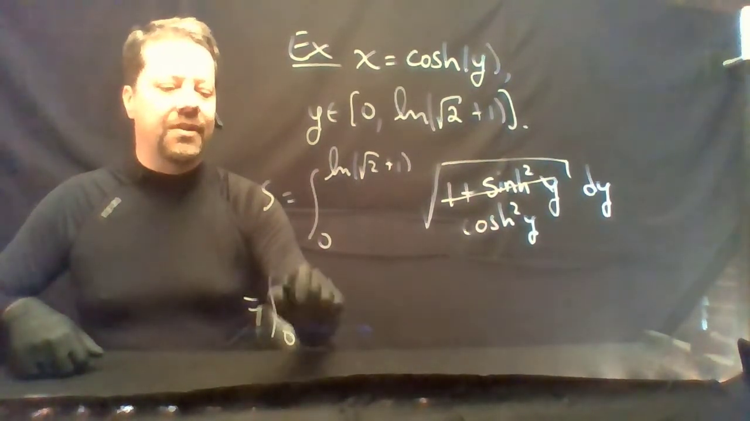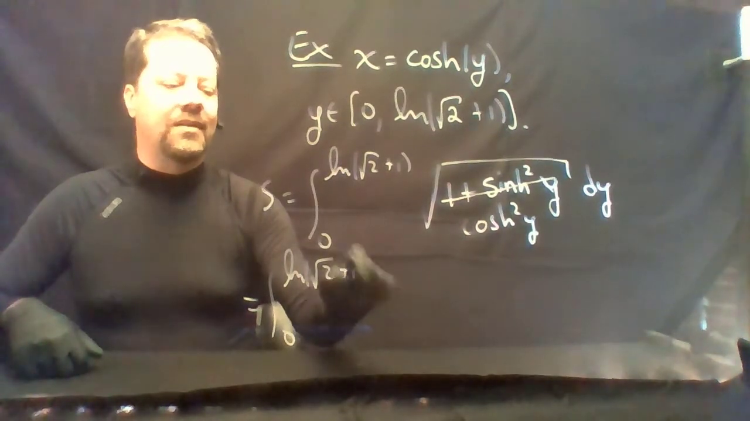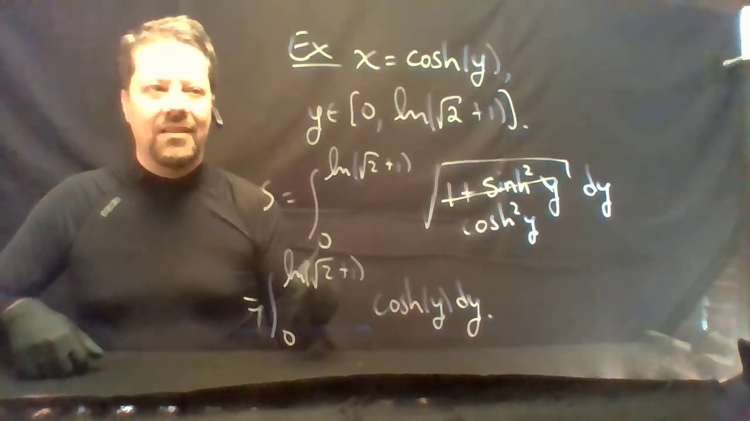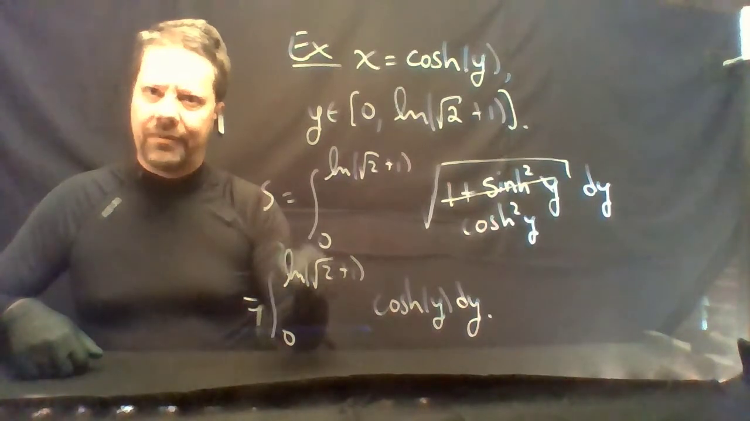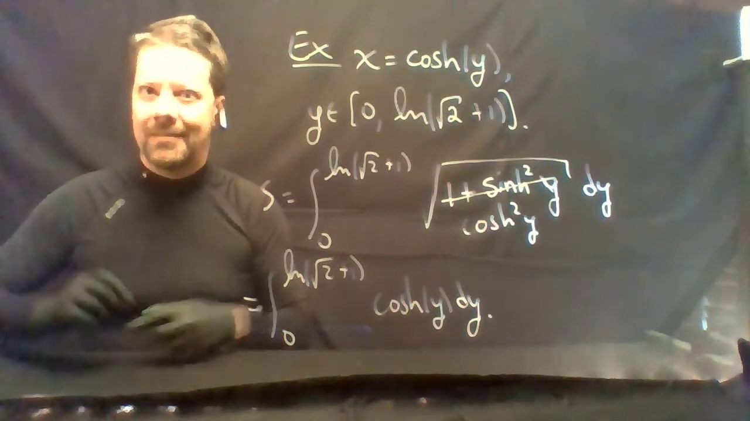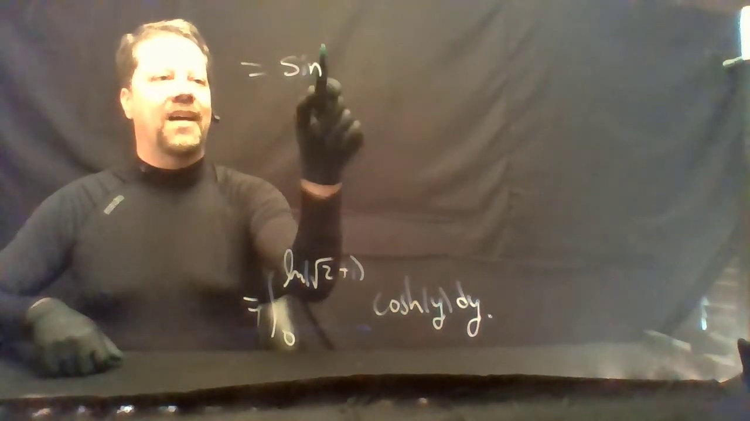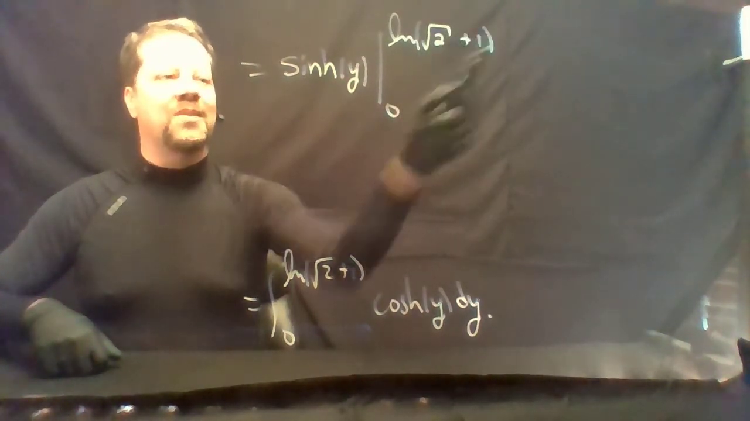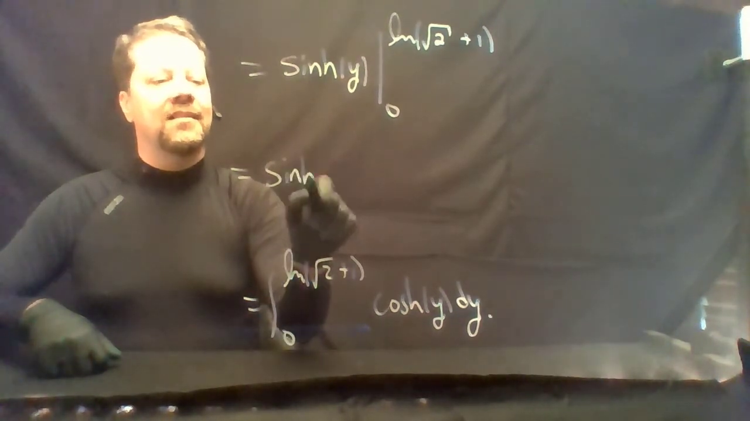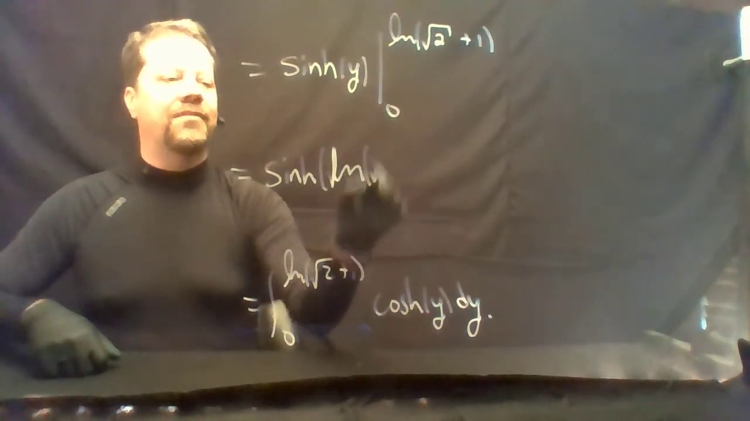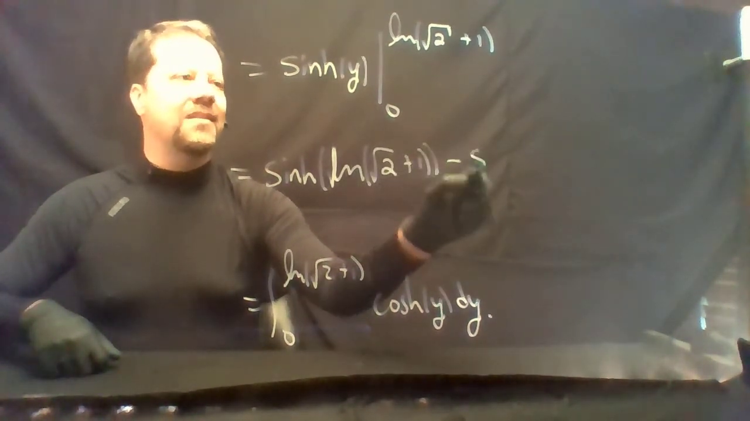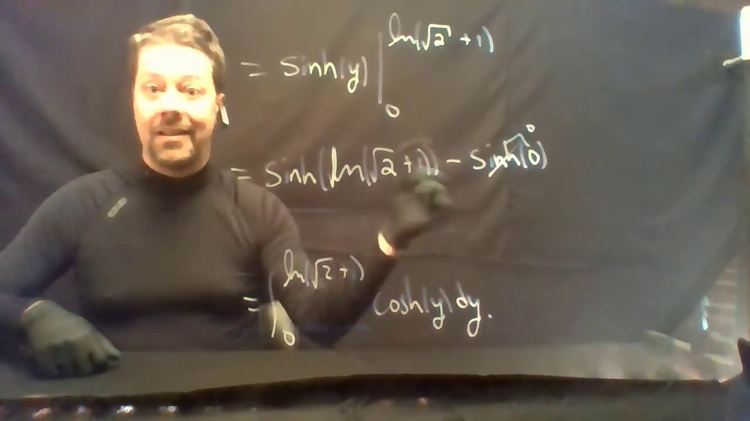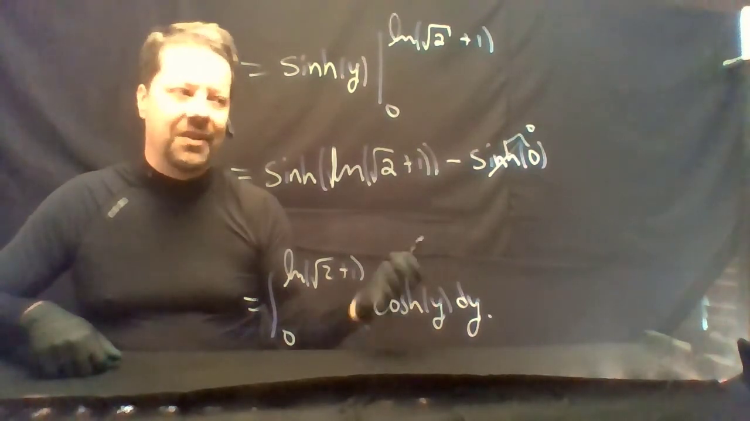So we're integrating from 0 to the natural log of the square root of 2 plus 1, cosh of y dy. Well, the derivative of sinh is cosh, so the integral of cosh is sinh. We have the hyperbolic sine of y evaluated from 0 to the natural log of the square root of 2 plus 1. So we get sinh of ln of root 2 plus 1 minus sinh of 0. Hyperbolic sine at 0 is 0. E to the 0 minus e to the negative 0. 1 minus 1. 0 over 2, you get 0.